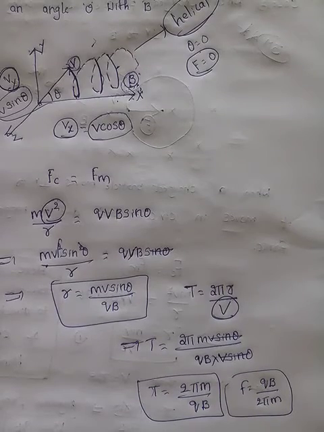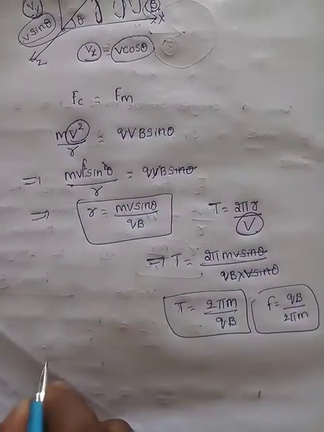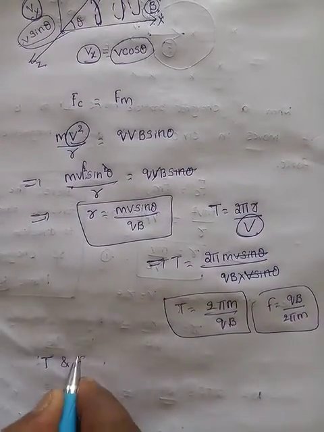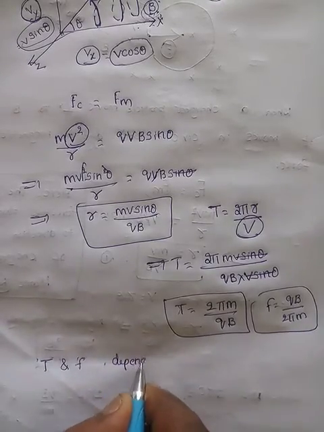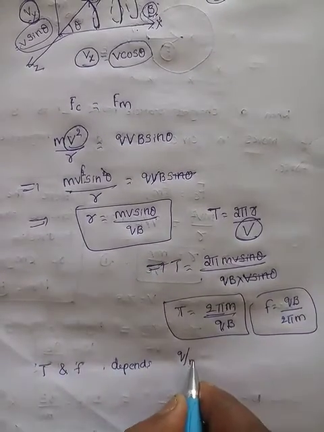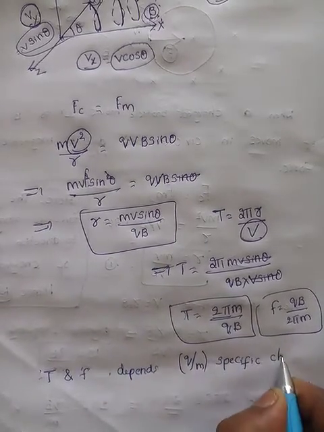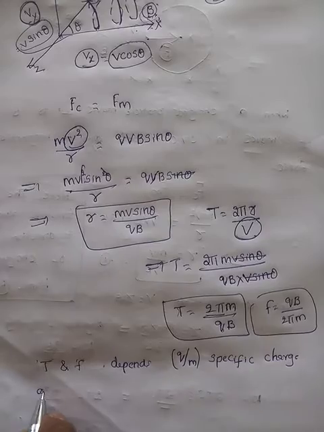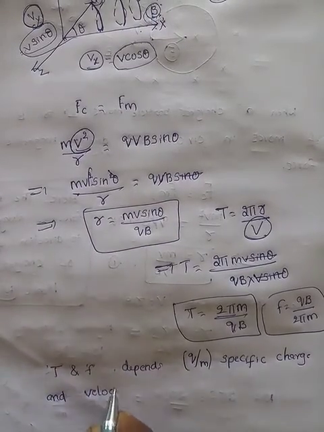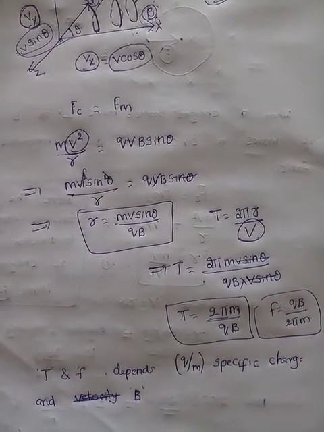So frequency and time period haven't changed in both cases. T and f depend on B and specific charge, but are independent of velocity. So finally we can prove what factors T and f depend on. 2 pi is constant, q by m is specific charge. So q by m is called specific charge, and the time period and frequency are independent of velocity and depend on the magnetic field.